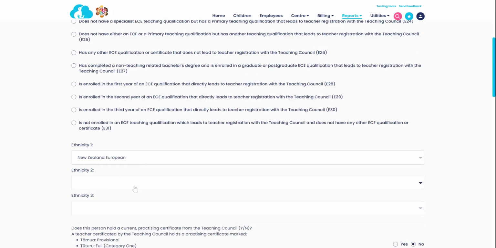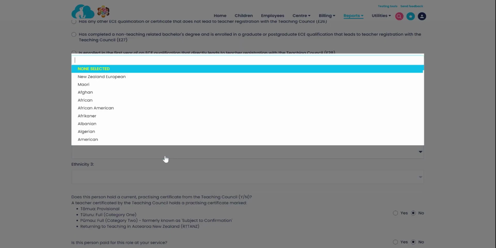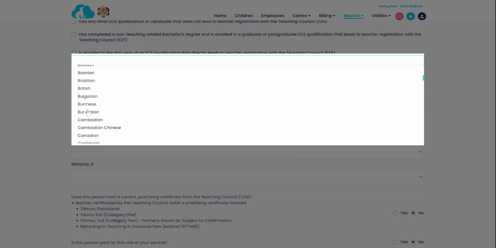Come down to the ethnicities. Just remember this does come from the employee menu. However, if you didn't populate some of that or wish to add in other ethnicities, you can do so at this point. It's just a matter of clicking on the drop-down box and selecting from the list the ethnicity required.